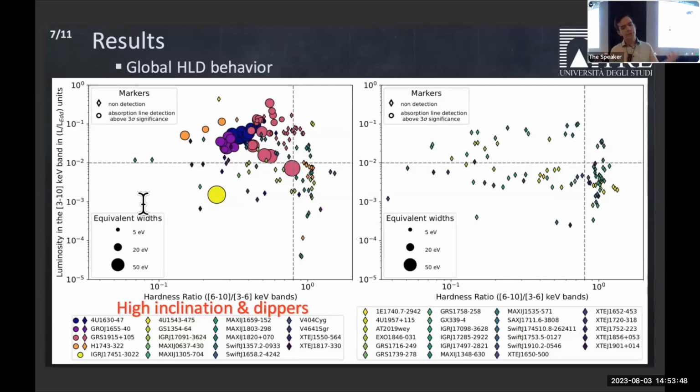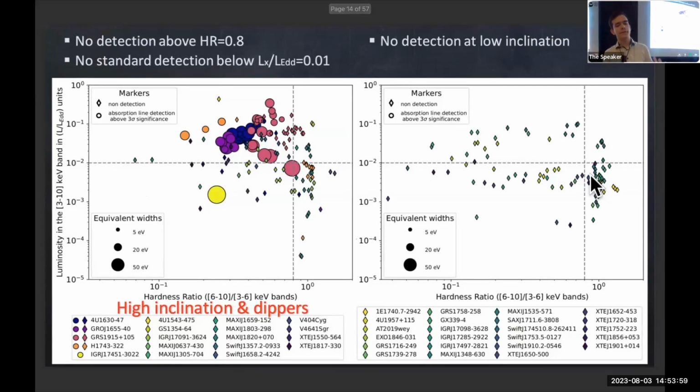We have a lot more sources. On the panel on the left, you have high inclination and dipping sources. On the one on the right, you have either low inclination or sources with no information. And you can see very easily that there are a few things that are striking, at least for me after watching this for 6 months. On the left, you can see that you only have detections for highly inclined sources because, well, the right panel doesn't have anything.